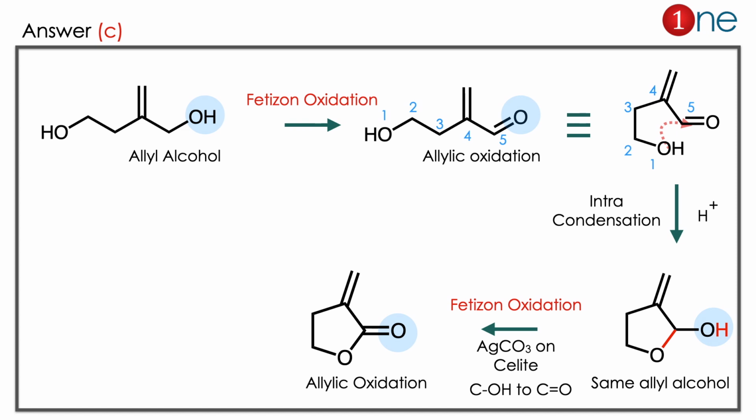The answer is C. Let us see how. The starting material contains an alcohol and an alkene, with silver carbonate on Celite. It is called the Fétizon reaction. The Fétizon reaction is basically an oxidation reaction that happens at the allylic position.